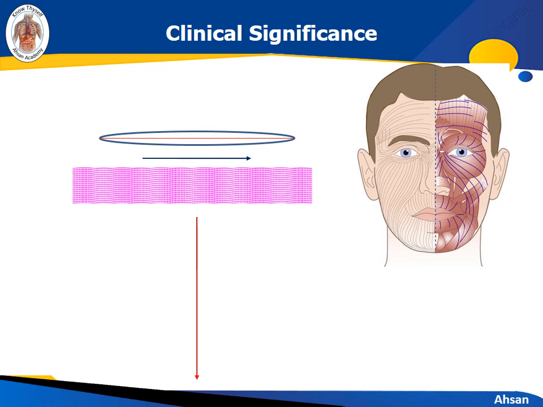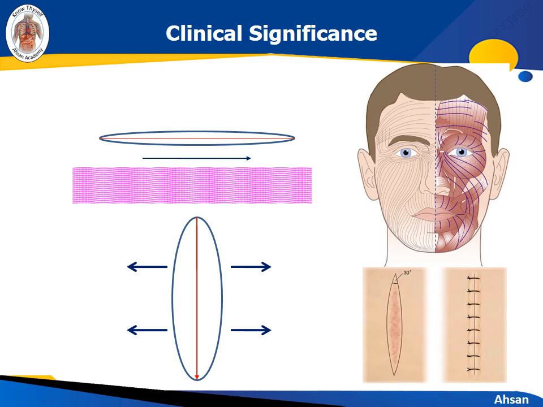But if the incision is made perpendicular to the collagen fiber, the retraction of the incision margins will be more because of the tension of the fibers away from the incision site. So this will require very closely opposed stitching, and otherwise there will be a large scar marking.